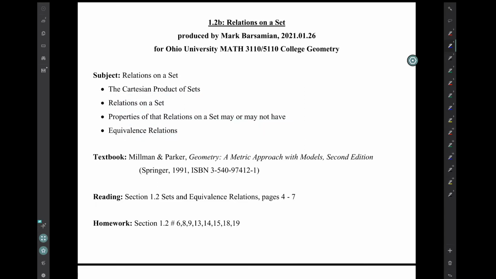This material is from our book, Millman and Parker's book, Geometry, A Metric Approach with Models, 2nd edition. More specifically, section 1.2, pages 4 to 7. The corresponding homework exercises are here, a big collection of exercises from section 1.2.